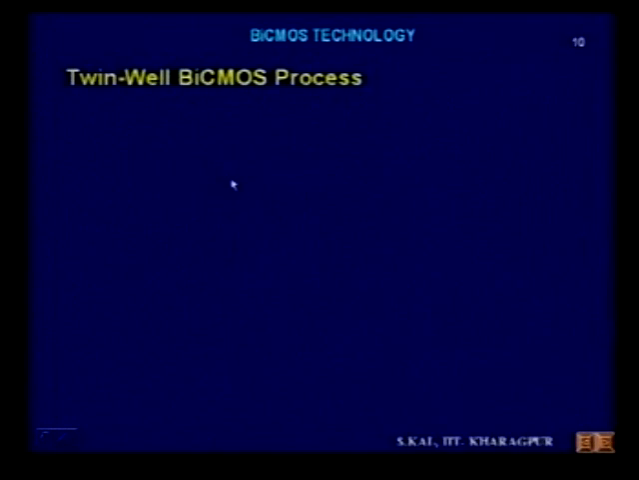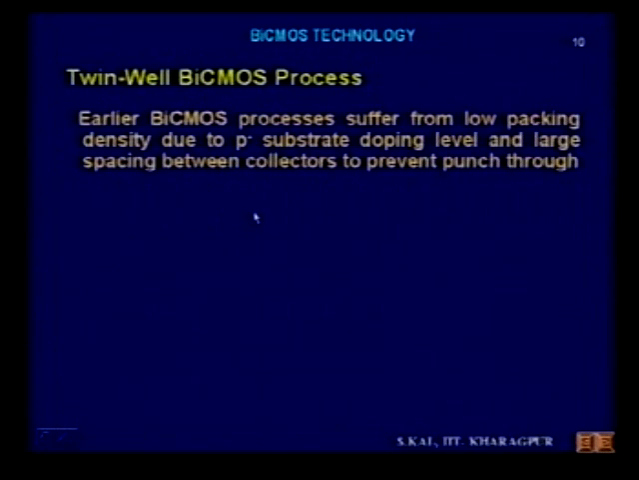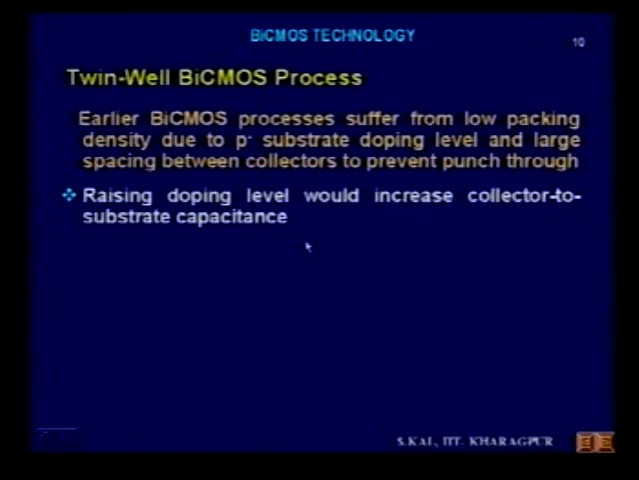Now, twin well BiCMOS process. Another BiCMOS process I want to discuss now, that is twin well BiCMOS process. Earlier BiCMOS processes suffer from low packing density due to P minus substrate doping level and large spacing between collectors to prevent punch through. That was the problem. So with earlier BiCMOS processes, raising doping level would increase collector to substrate capacitance.